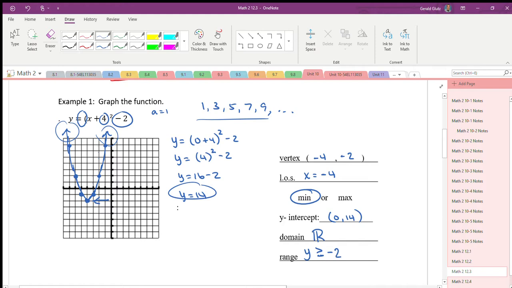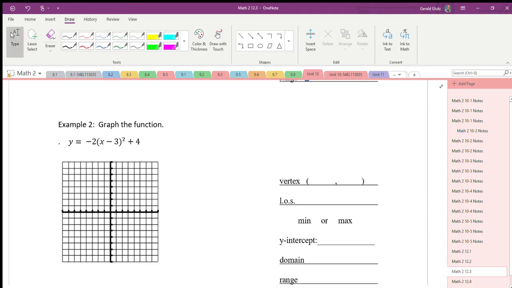So if you ever can't figure out what number to put here, just look at the vertex. What's the y value in the vertex? That'll always tell you where you're going to put it in the range. If all the points are above or it opens up, then it's going to be greater than or equal to. If it opens down or all the points are below, it'll be less than or equal to.